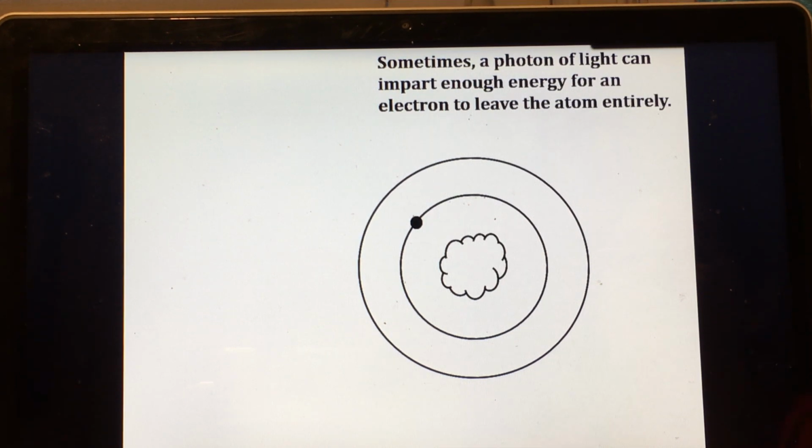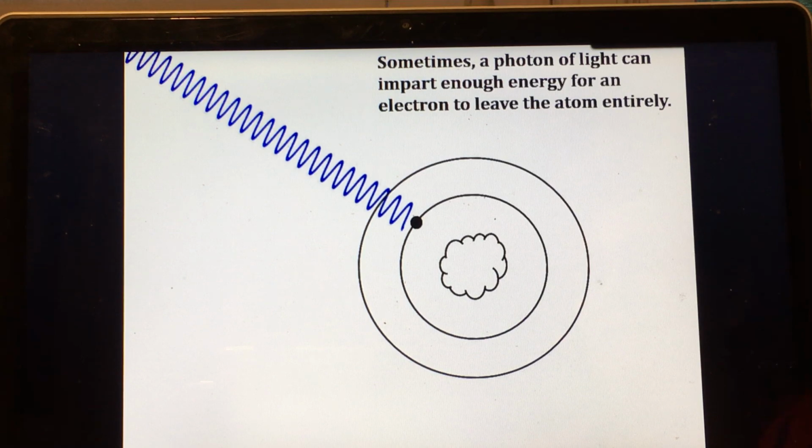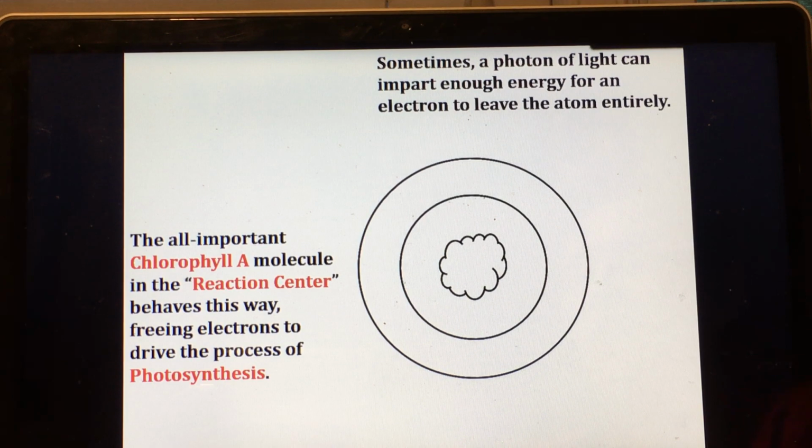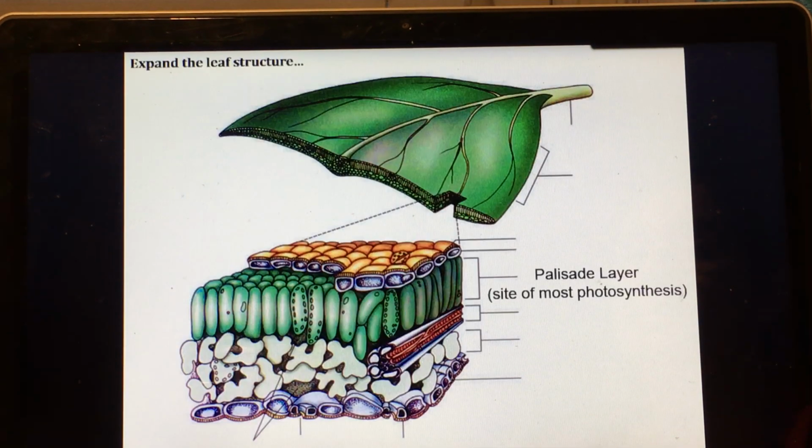So sometimes a photon of light can impart enough energy for an electron to leave an atom entirely. And this is what we're going to be discussing today when we talk about the light reactions. In a previous video, we talked about there being a slight difference between chlorophyll A and chlorophyll B. And in this video, we're going to talk about the difference between chlorophyll A molecules in terms of what their job is in the process of photosynthesis.